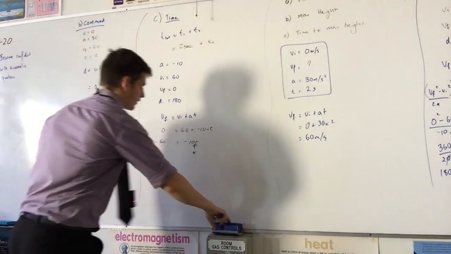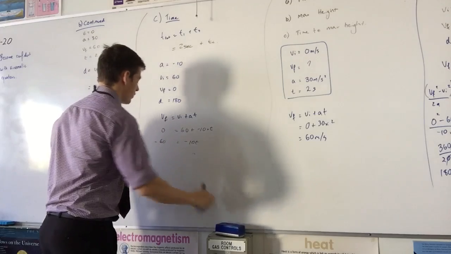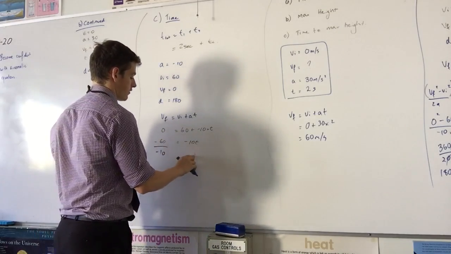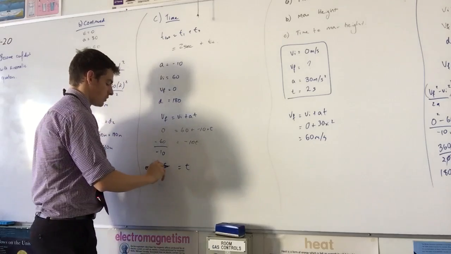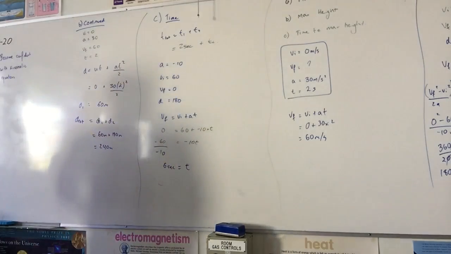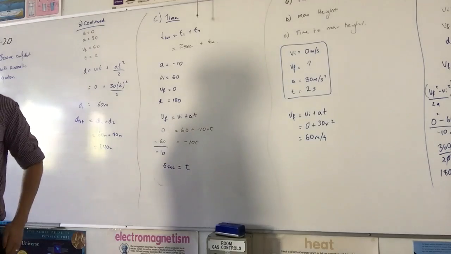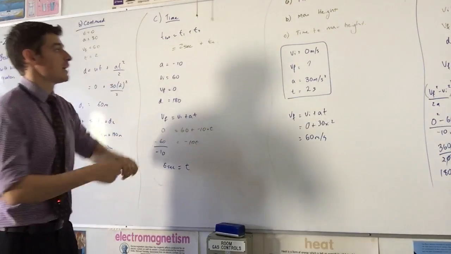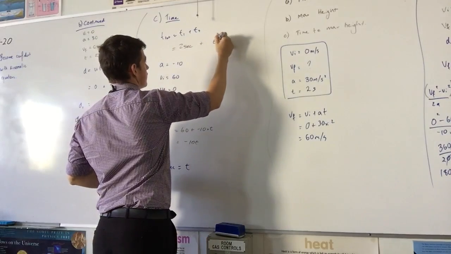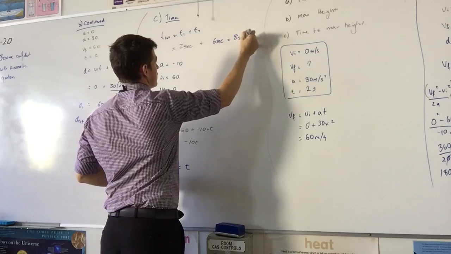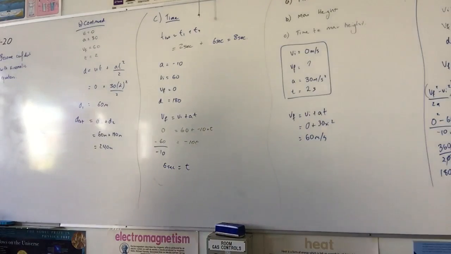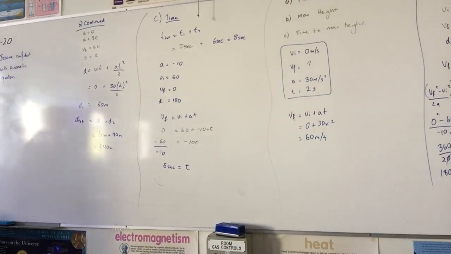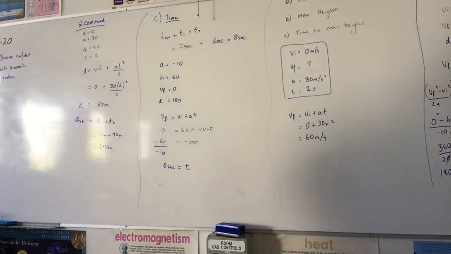We divide both sides by -10, and I'll ask you again, why is it important that our acceleration is negative? Time equals -60 divided by -10, which equals 6 seconds. Time total therefore equals 2 plus 6, which equals 8 seconds. 8 seconds down.